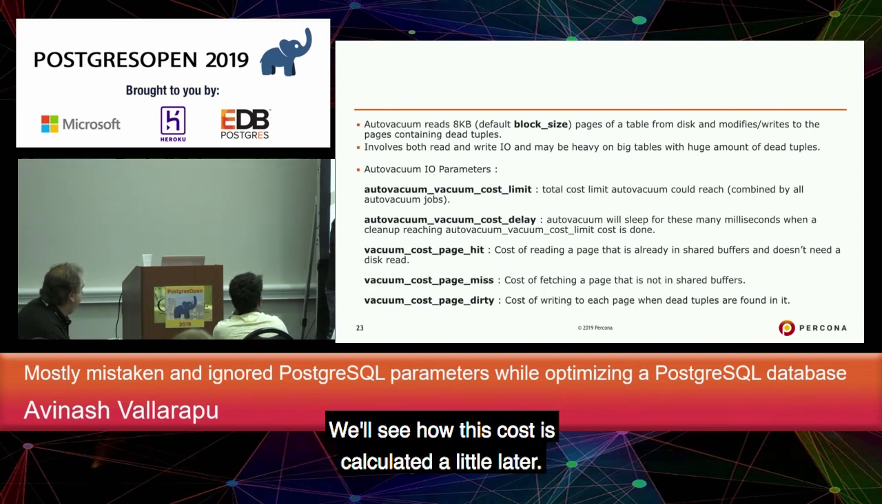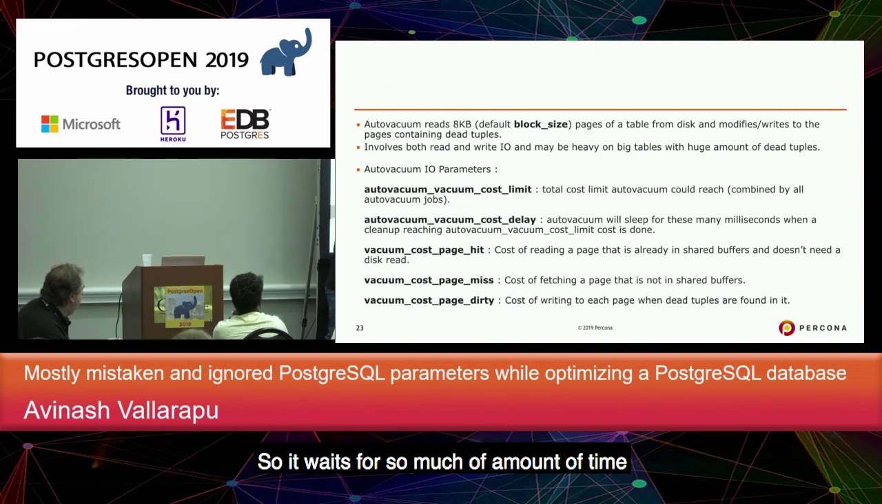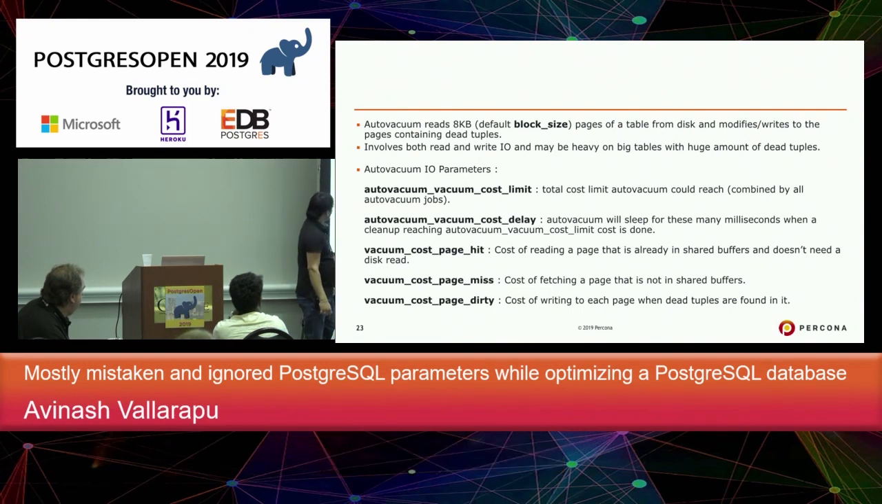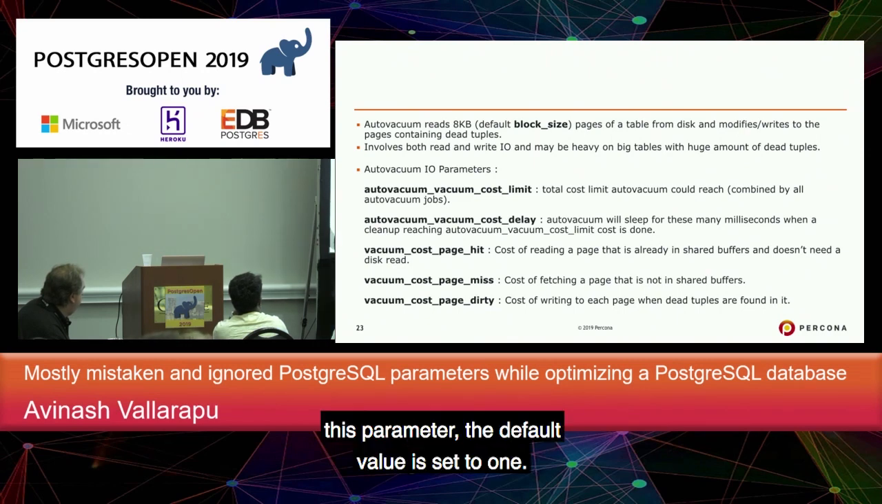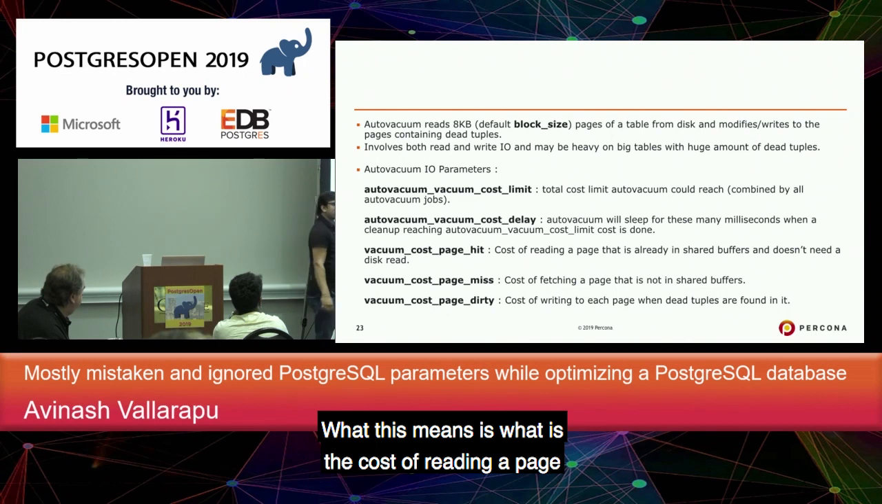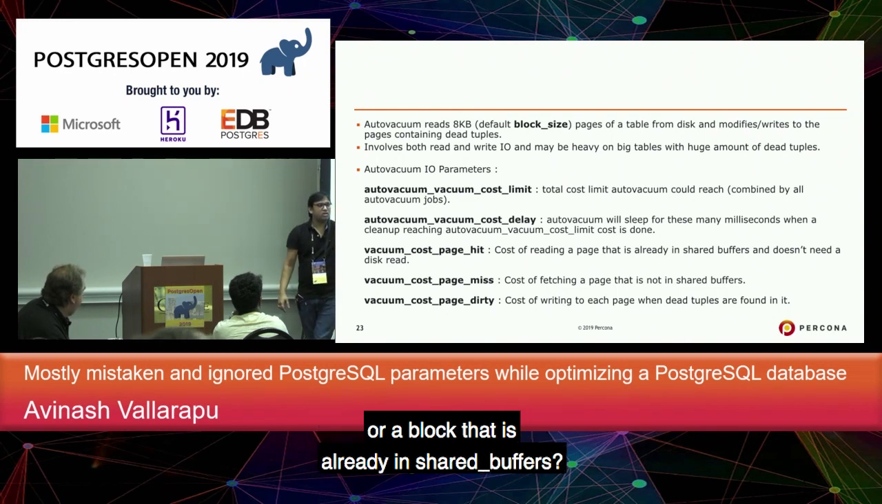We'll see how this cost is calculated a little later. So it waits for that amount of time when this cost is reached. Vacuum cost page hit. This parameter, the default value is set to 1. What this means is, what is the cost of reading a page or a block that is already in shared buffers?